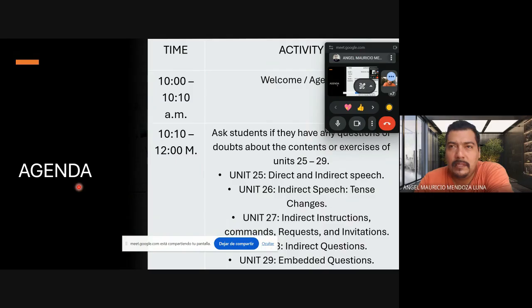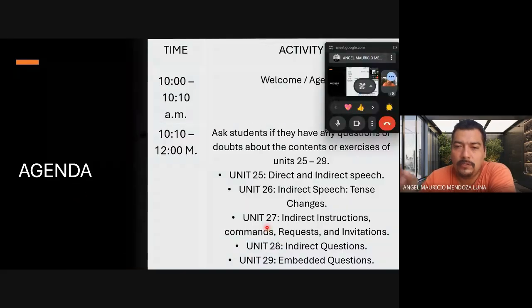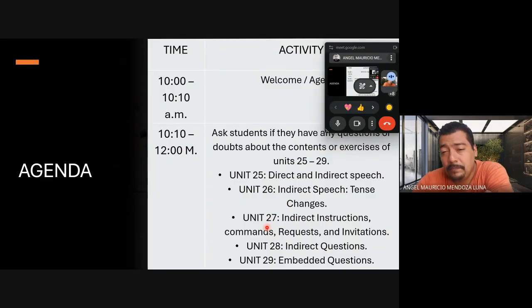The agenda basically: we cover a welcoming message at the beginning. After that, we take a moment in which you can ask any grammar question. And after this period, we are going to be doing the grammar activities for today. We cover, six, right? No, sorry, five content units: direct and indirect speech, indirect speech changes, indirect instructions, indirect questions, and embedded questions.